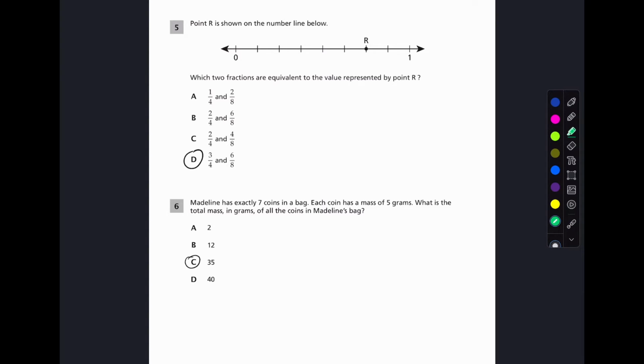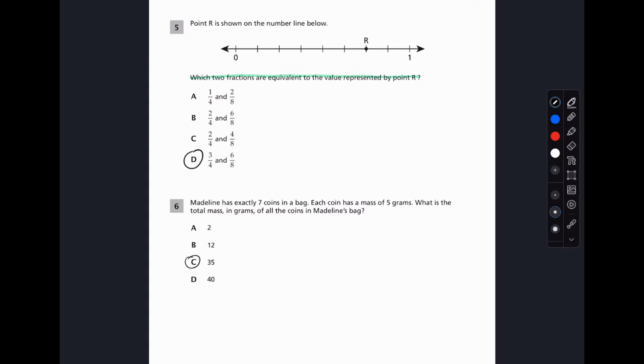In the first one, we know point R is on the number line, and we want to know which two fractions are equivalent to point R. Meaning, I'm going to have two fractions probably with different denominators. How do I know that? Well, if they had the same denominator, they'd have to have the same numbers on top, and that wouldn't make sense. So watch what I'm going to do here.